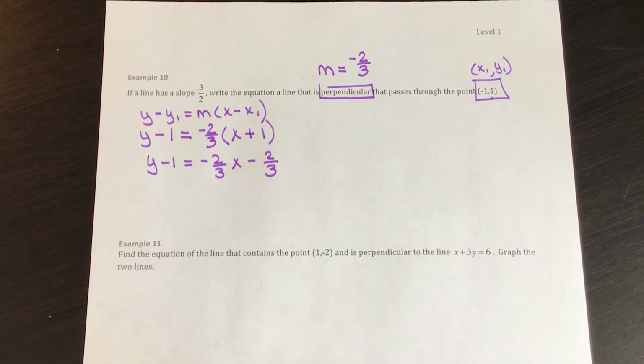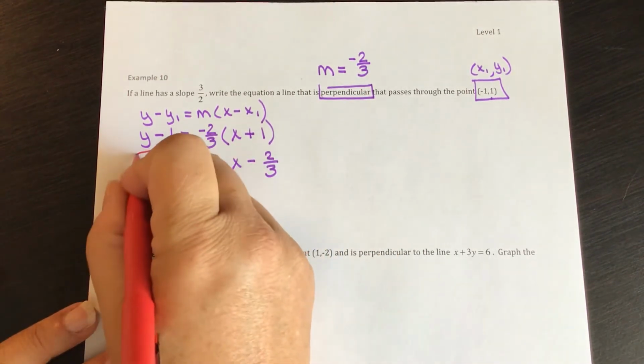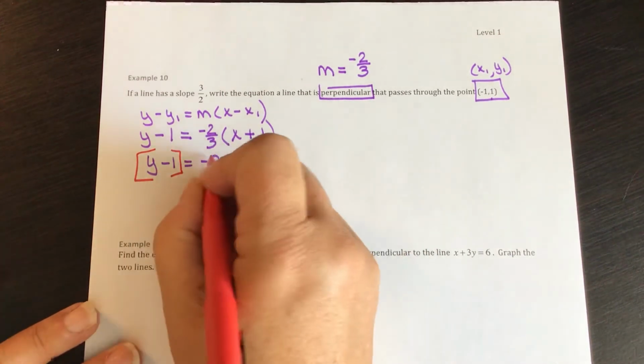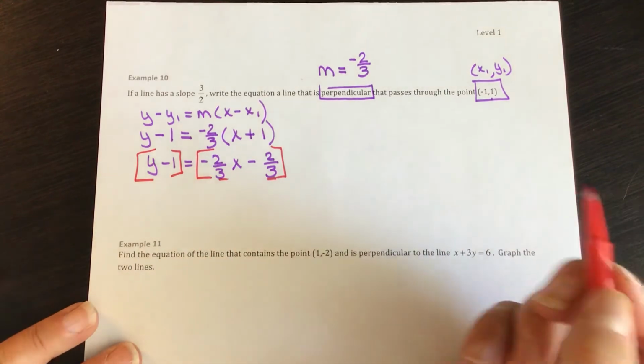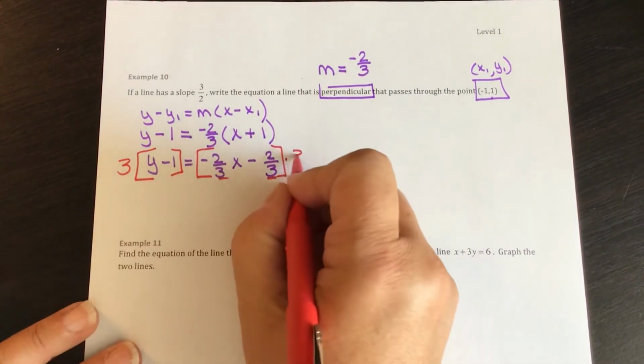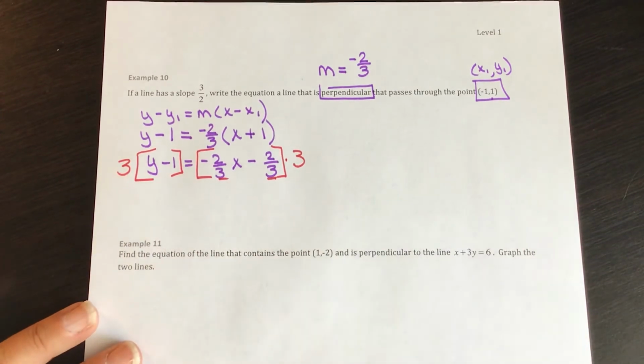But to do that, I need to get x and y on the same side. I can't have fractions, and x has to be positive. So the first thing I'm going to do is get rid of the fractions. And to do that, I'm going to multiply both sides by the common denominator of my fraction, which is 3. So I'm going to multiply both sides by 3.